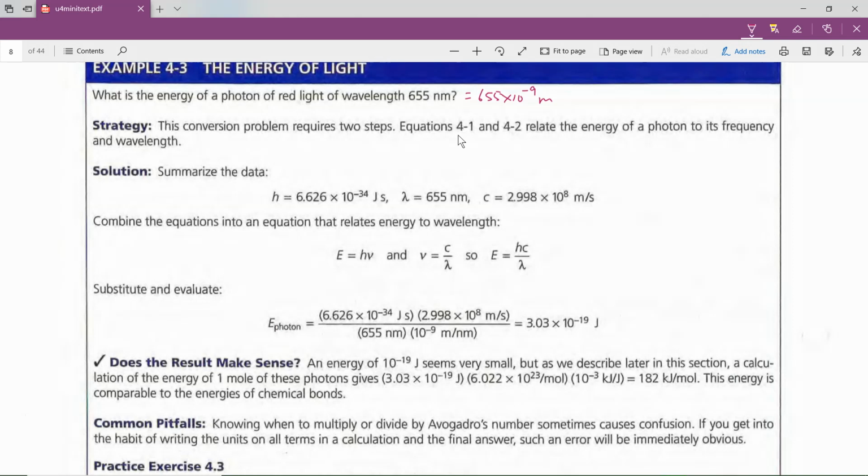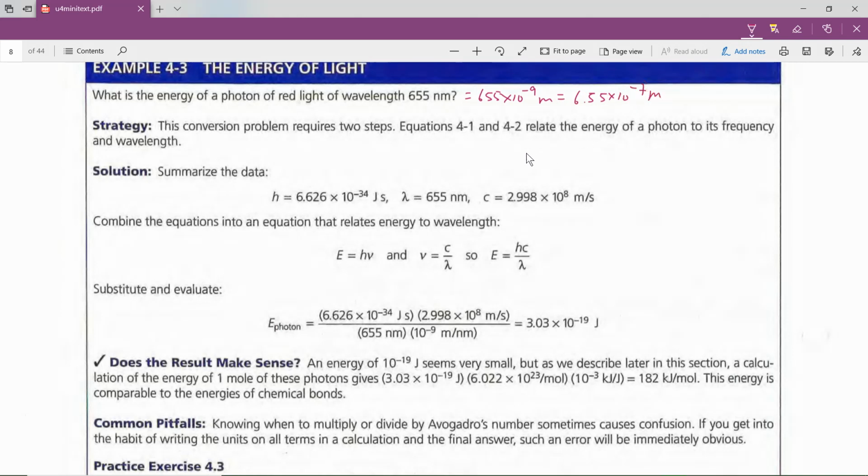Let's see what happens on my calculator. If I hit 655 by 10 to the negative 9, it goes into common notation without any scientific notation. Let me hit second scientific: 6.55 by 10 to the minus 7. So 655 by 10 to the minus 9 meters is also 6.55 by 10 to the minus 7 meters.